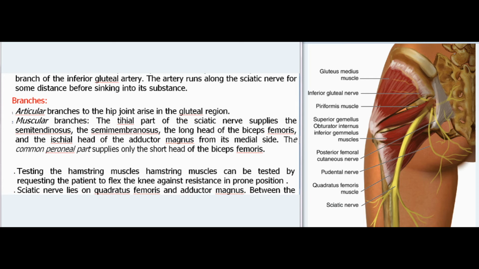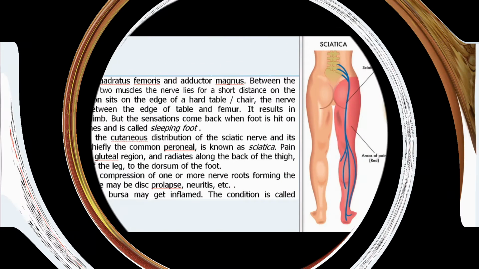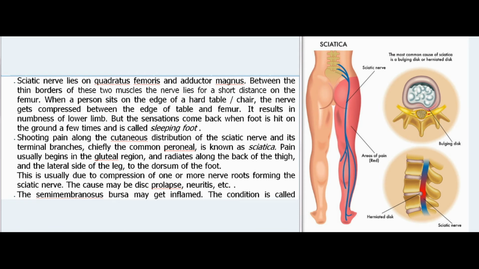Testing the hamstring muscles. Hamstring muscles can be tested by requesting the patient to flex the knee against resistance in prone position. Sciatic nerve lies on quadratus femoris and adductor magnus. Between the thin borders of these 2 muscles the nerve lies for a short distance on the femur. When a person sits on the edge of a hard table or chair, the nerve gets compressed between the edge of the table and the femur. It results in numbness of the lower limb. But the sensations come back when the foot is hit on the ground a few times, and this is called sleeping foot.